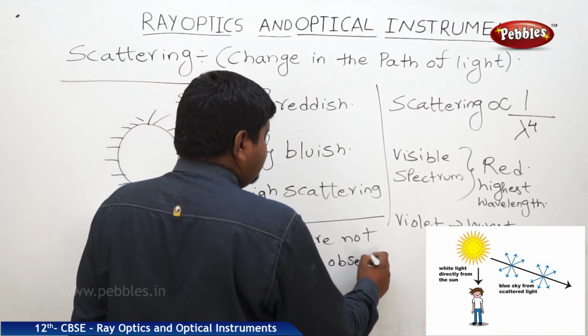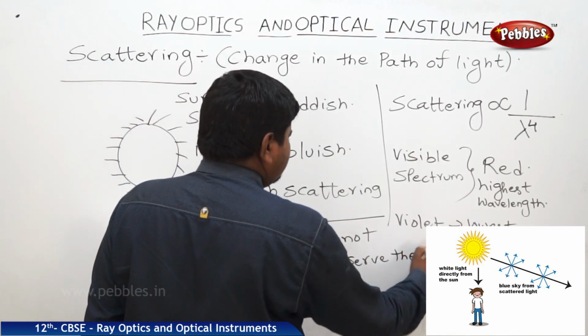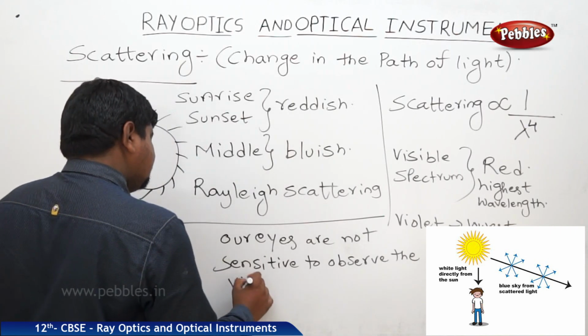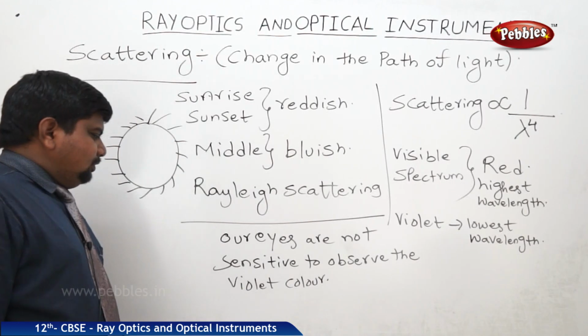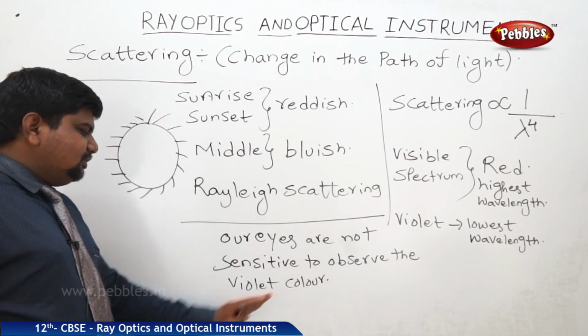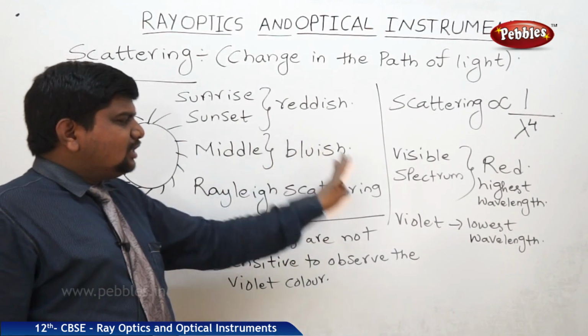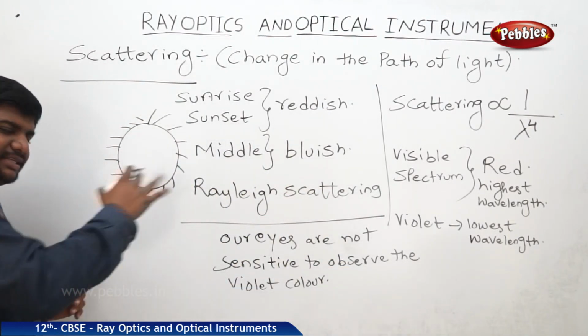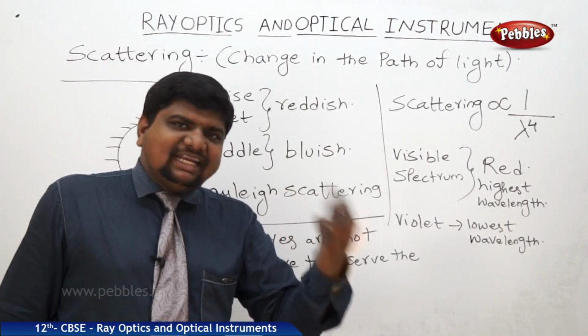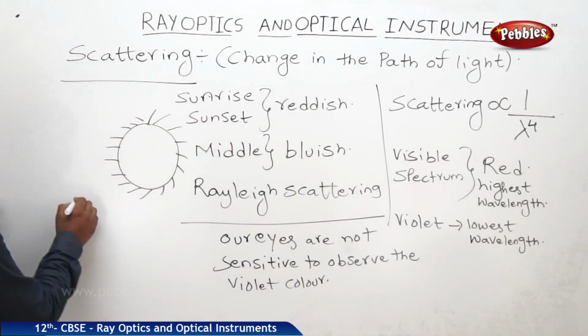Our eyes are not sensitive to observe the violet color, that's why blue color is visible for most of the time. But there are some particles in the atmosphere. Why will this scattering occur? Because of the scatterers.